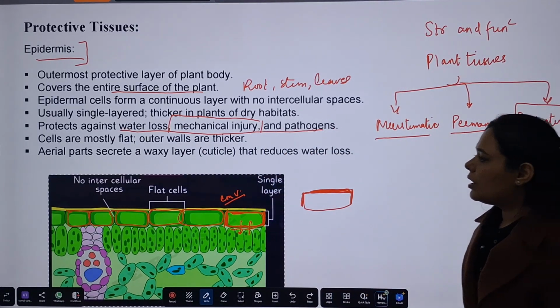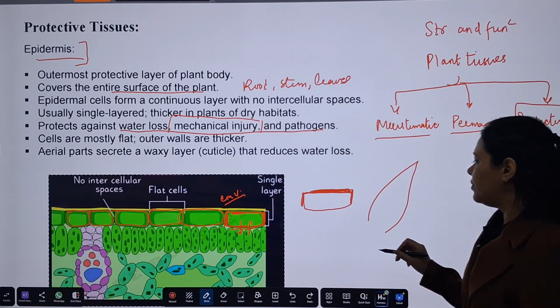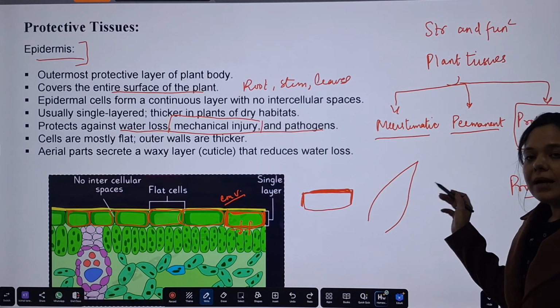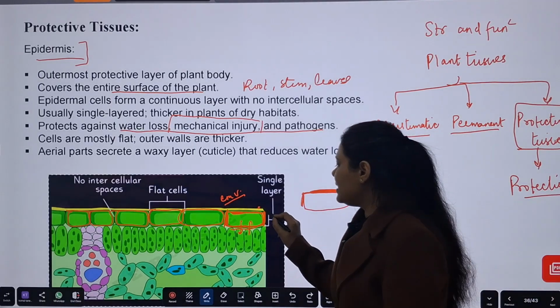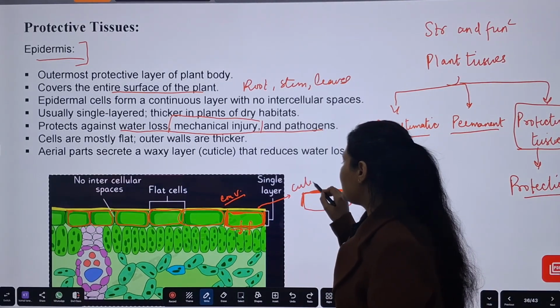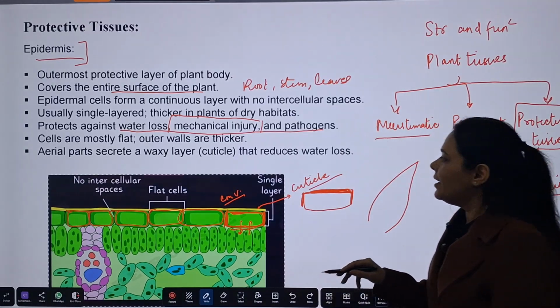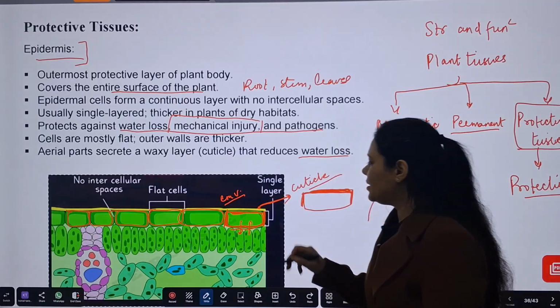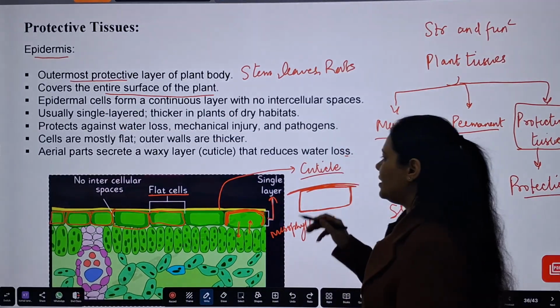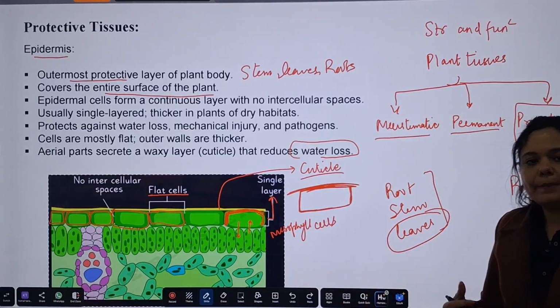Right? So also, if we talk about the epidermis on the leaf, the aerial parts of the plant, wherever epidermis is there, we generally see a layer of cuticle. A waxy layer is secreted by epidermal cells. We call it cuticle, and it reduces the water loss. So this yellow layer is basically cuticle. This waxy layer prevents the excessive water loss from the plant.